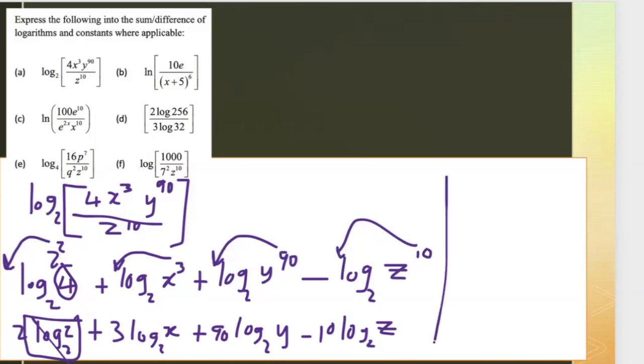So that means my answer here will be 2 plus 3 log base 2 of x, plus 90 log base 2 of y, and, sorry, I'm going to write minus 10 log base 2 of z. So this is one.